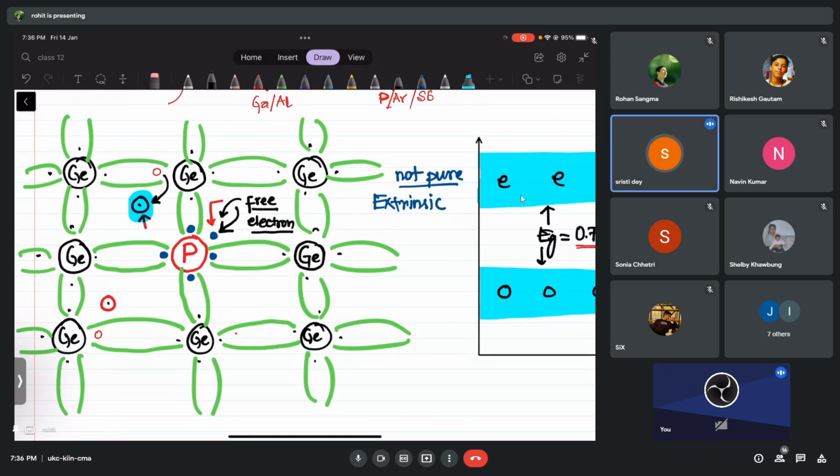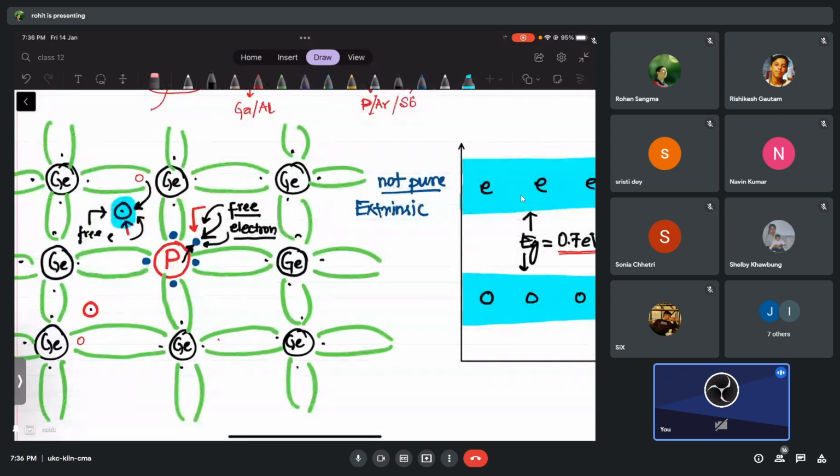Different energy values, because they belong to a different atom. They don't belong to same atom. So they will have different energy values. Let's be clear with that. This is also a free electron, this is also a free electron, but this has a different energy value, and this free electron coming from phosphorus also has a different energy value.